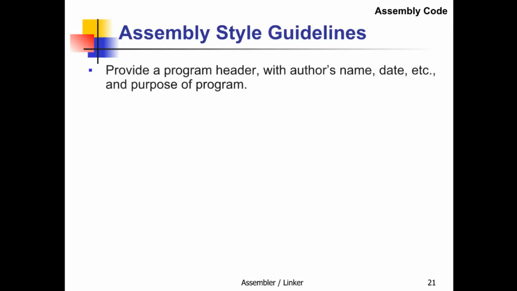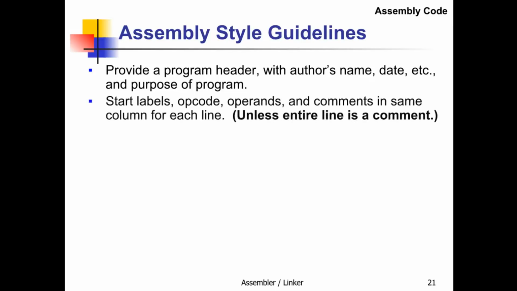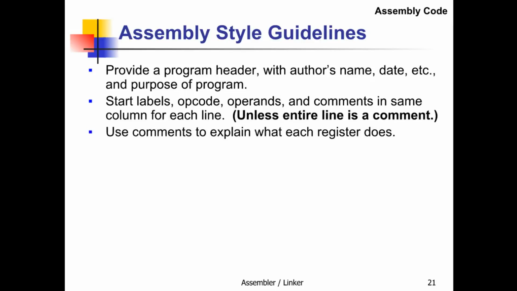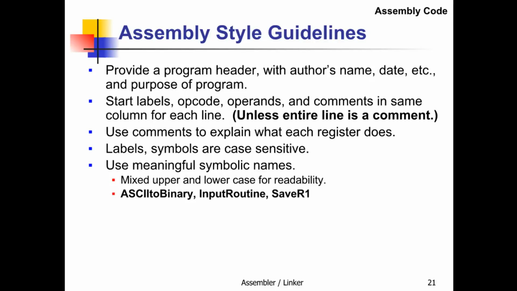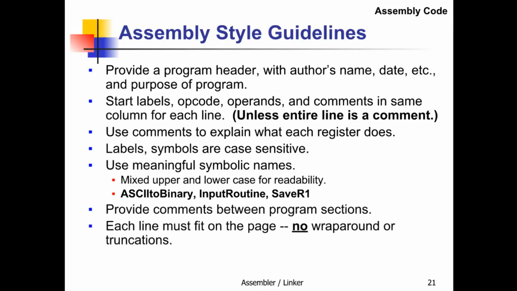So let's look at some style guidelines. It's good if you provide a program header with your name, date, etc., and the purpose of the program. You start labels, opcode, operands, and comment lines in the same column for each line, unless the entire line is a comment. Use comments to explain what each register does. Use labels, and symbols are case sensitive. Use meaningful symbolic names, mixed upper and lower case for readability. For example, ASCII to binary, input routine, save R1. Provide comments between program sections. Each line must fit on the page, no wraparound or truncations.